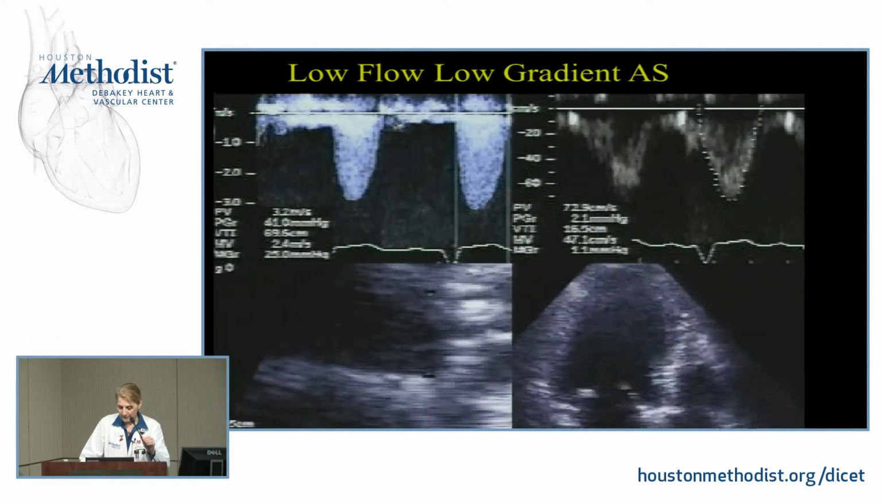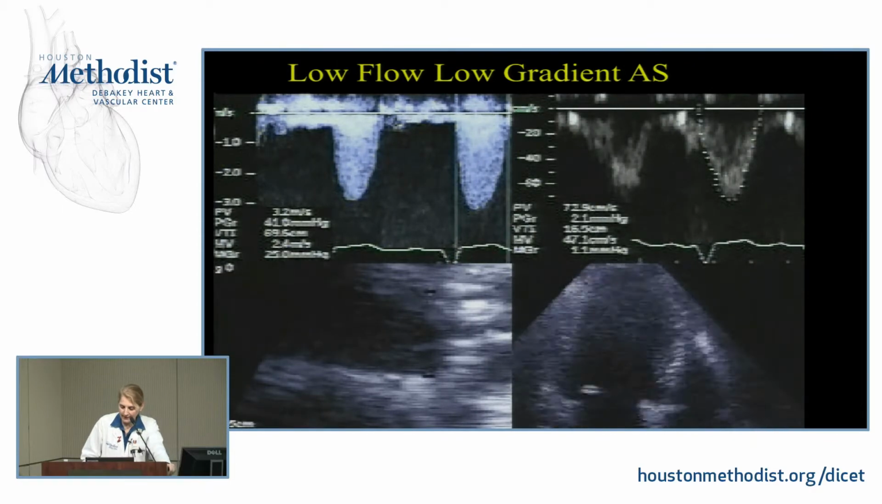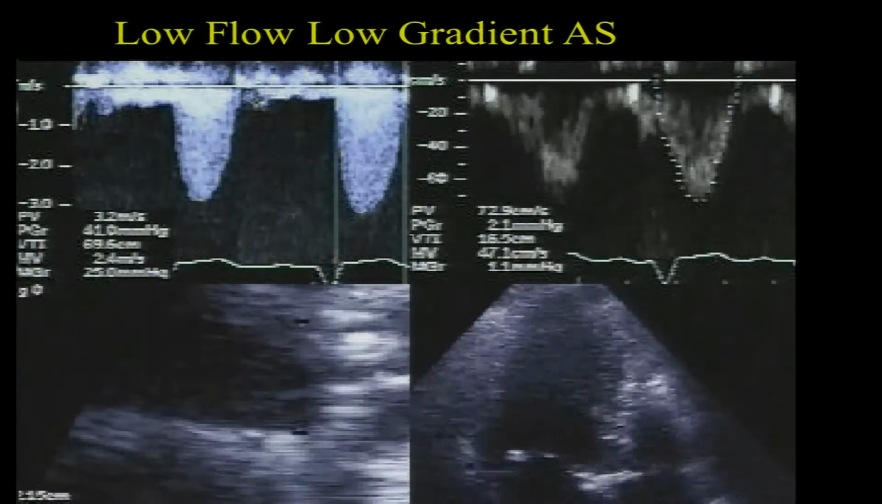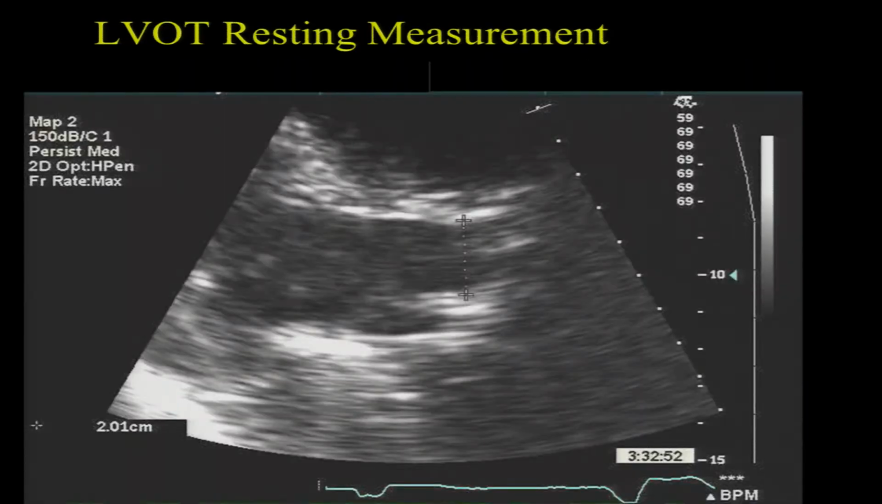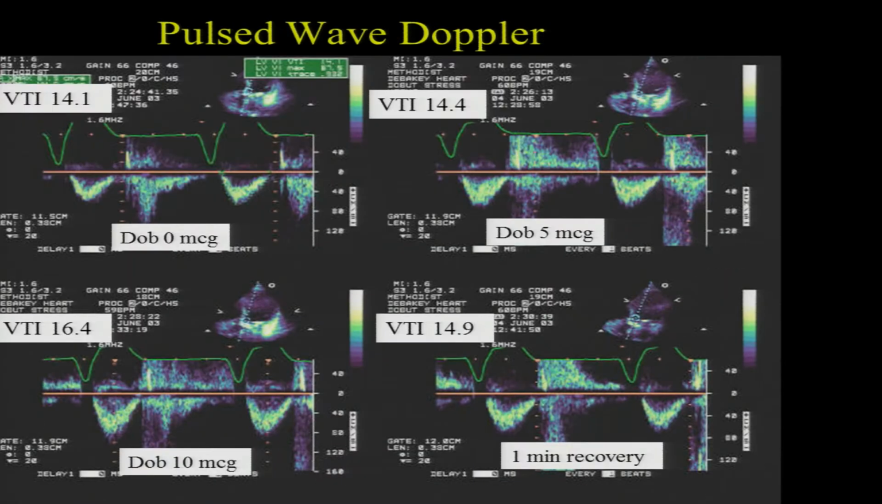So this is looking at calculating the low flow, low gradient aortic stenosis. And again, they're just going through the continuity equation in this particular patient. We're measuring the left ventricular outflow tract here, it's 2. And you can see this is what it looks like.